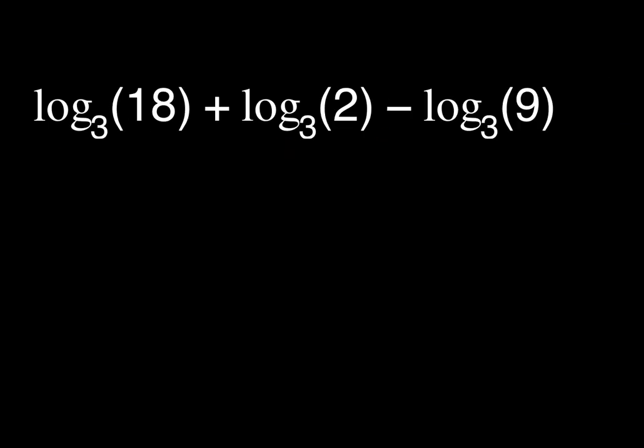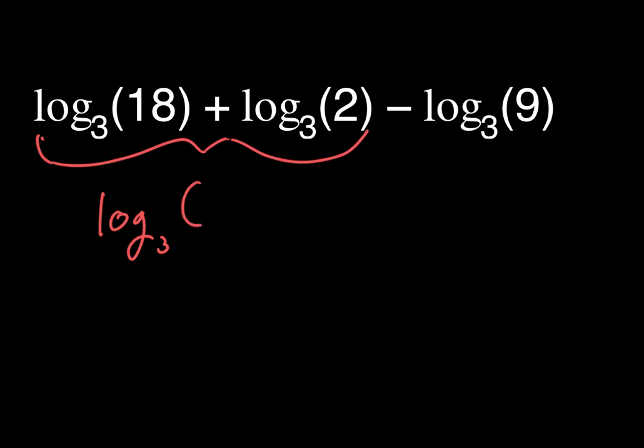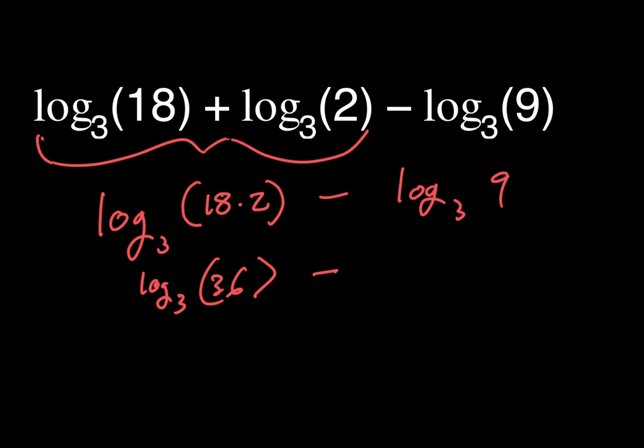We're going to do the same thing here, writing them as a single logarithm. Are they the same bases? Yes, they're all base 3. I can do them in whichever order I want. I'm going to take these two first because I remember that adding same base logs is the same as multiplying, 18 times 2, minus log base 3 of 9. 18 times 2 is 36, so I'd have log base 3 of 36 minus log base 3 of 9.